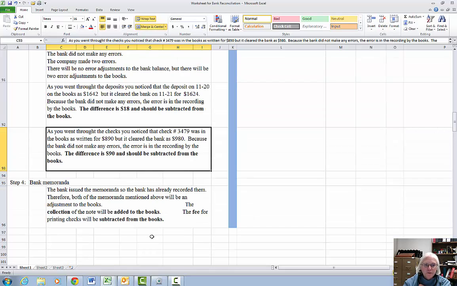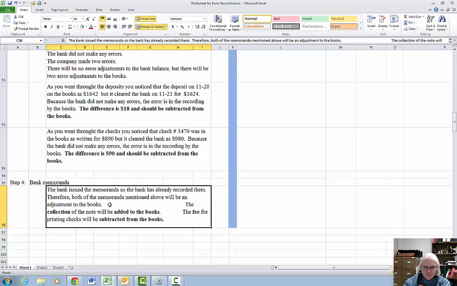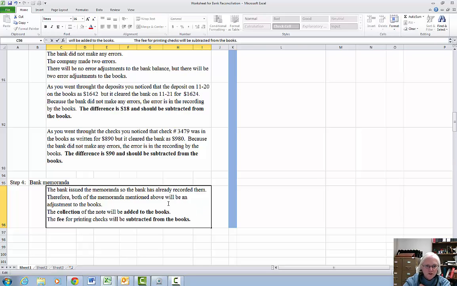And then we have bank memoranda. Obviously, my spacing here did not work so well in some kind of transition. So let me fix it so it looks good to me. Okay, the bank issued the memoranda, so the bank has already recorded them. Did you get that? Since the bank sent out the memo, it means that the bank knew about it, so they'd already recorded the 2 items. So we're going to be adjusting the books is what we're going to do.